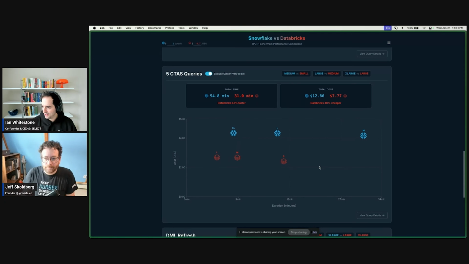I believe either Jeff or someone else ran the benchmark using Gen 2 and the performance sped up drastically on Snowflake, but it did not materially change the results of the overall experiment. I think Databricks was still faster in the end and still cheaper. But I just want to call that out for anyone on the Snowflake side listening to this. This was all Gen 1 warehouses.